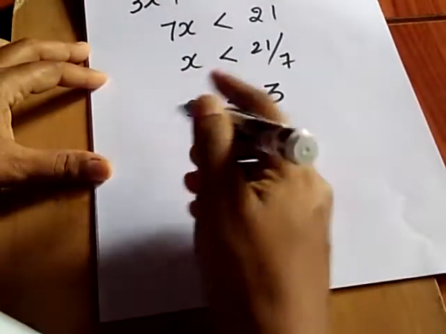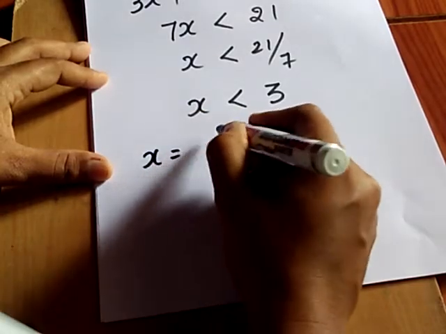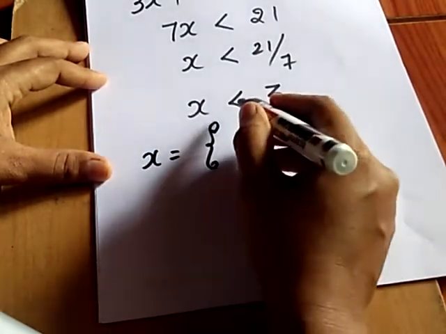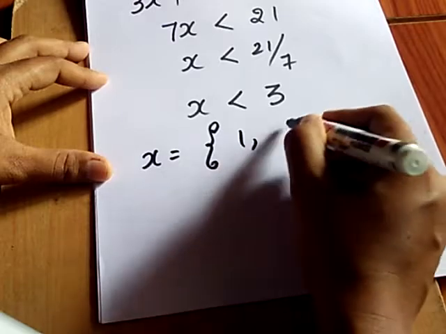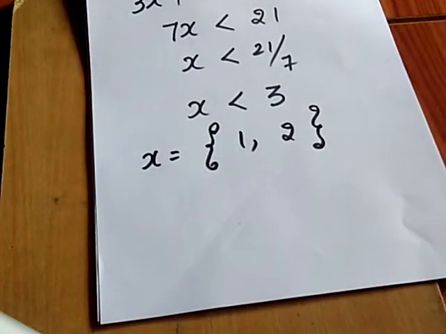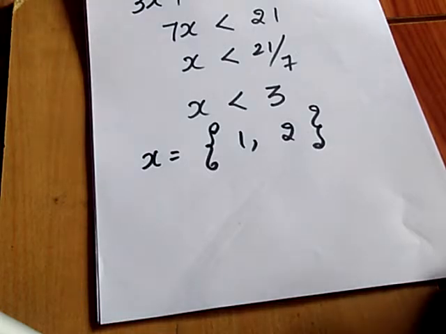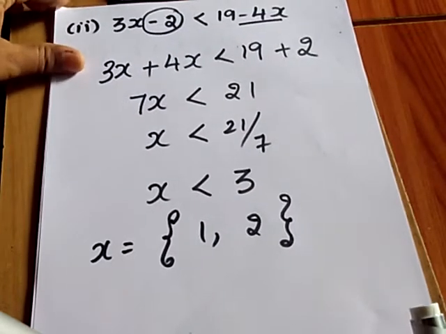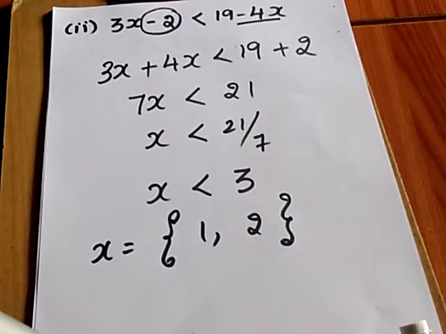Now here also we need to write the solution set. As it is less than 3 and a natural number, we are going to get only two elements, 1 and 2. It is not said as less than or equal to, it is less than 3. So the solution set is x equal to 1, 2. This is the end of the solution for question number 3.